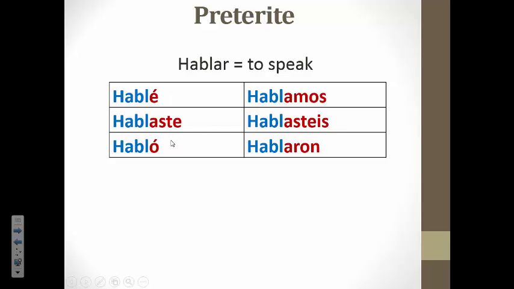Notice these accents in the yo and the él, ella, usted form; those are very important. Especially here, you need to distinguish between the present and the preterite tense. If you don't accent, you have written the present tense, I speak. Plus, you can hear a slight difference in pronunciation. For present tense, your stress is on the first syllable. You say yo hablo. For the preterite, your stress is on the second syllable: él habló. Okay?